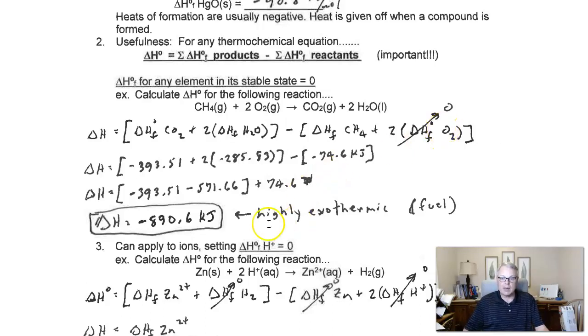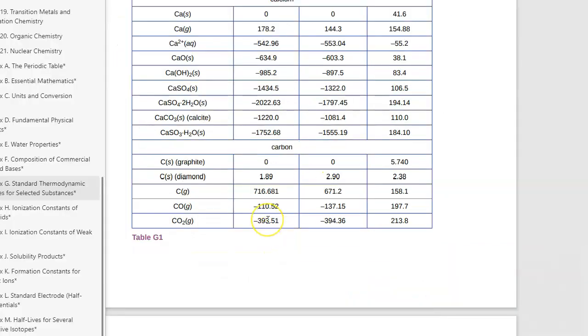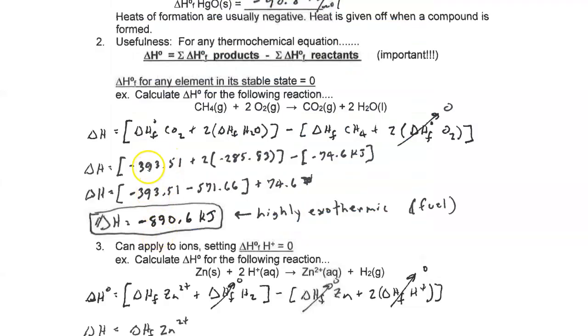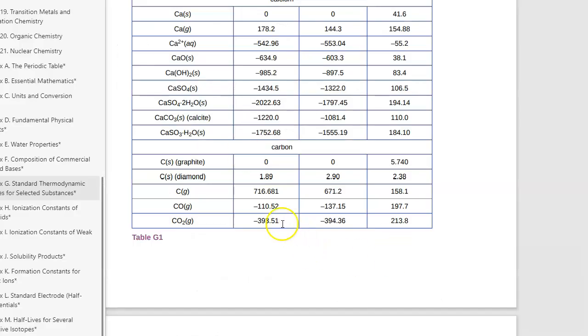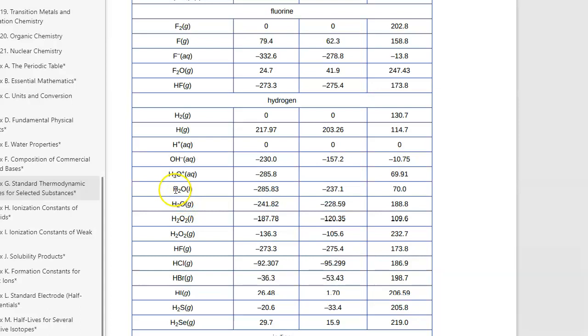So I'm going to go to the back of the book here, and I'm going to say, okay, CO2. There we go. You guys don't realize how much scrolling I actually edited out of this video. But there it is, right there, CO2. And that's that negative 393.51 right here. Okay? And that's where that number comes from. And I'm going to look up the heat of formation for liquid water. So that would be H2O. Okay? We're looking for the liquid one, not the aqueous or the gaseous, because that's what it says in the equation. And that's negative 285.83.